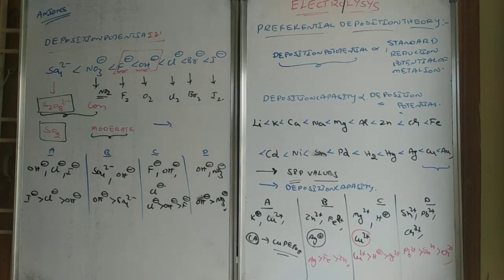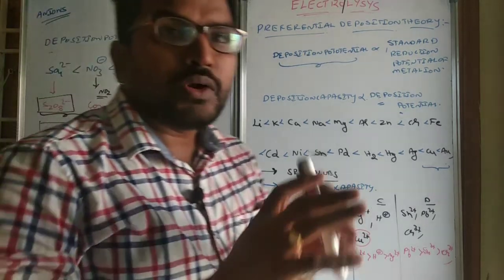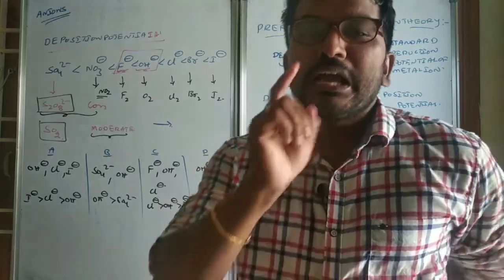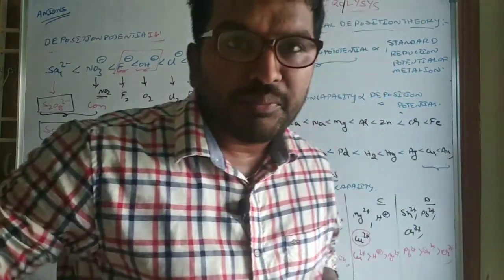Like this, whenever electricity is passed through a solution having more than one type of cation and more than one type of anion, the cations and anions will deposit at the electrodes in the respective order of their deposition potential. This applies whenever they give you a solution, not the fused case. In the fused case, only one cation and one anion will be present.